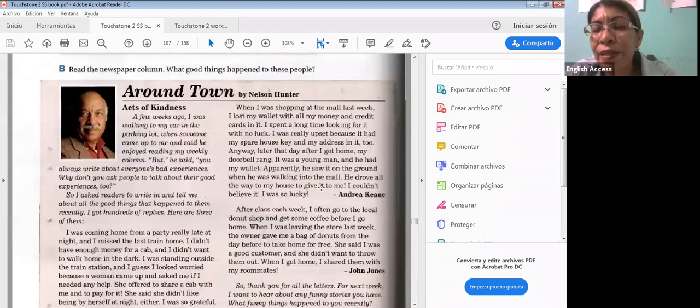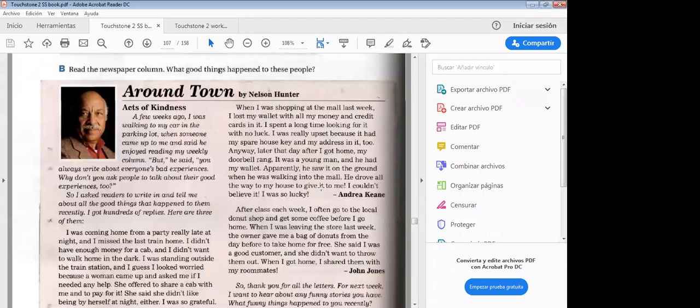When I was shopping at the mall last week, I lost my wallet with all my money and credit cards in it. I spent a long time looking for it with no luck. I was really upset because it had my spare house key and my address in it too. Anyway, later that day after I got home, my doorbell rang.